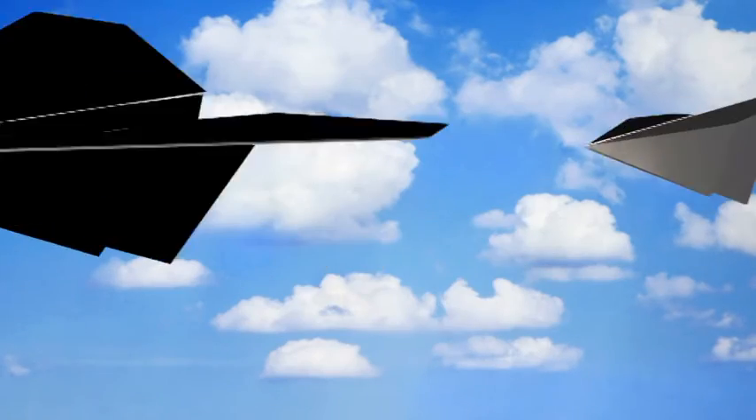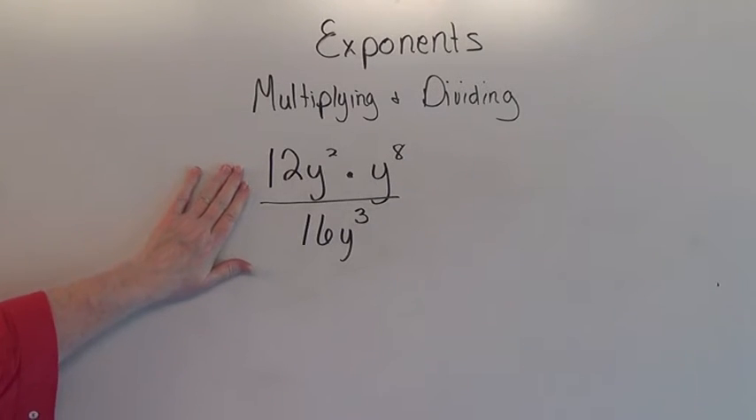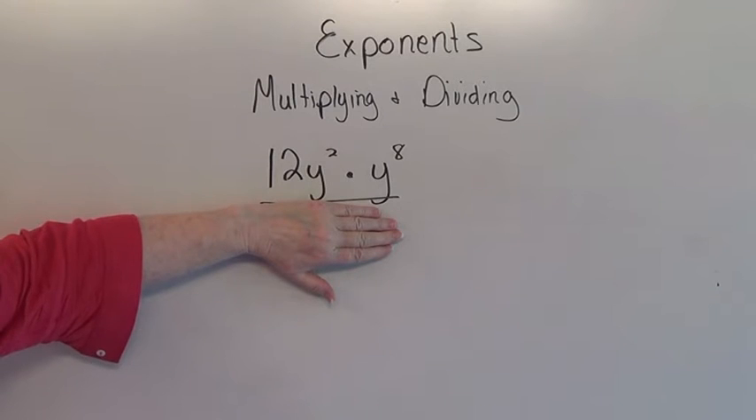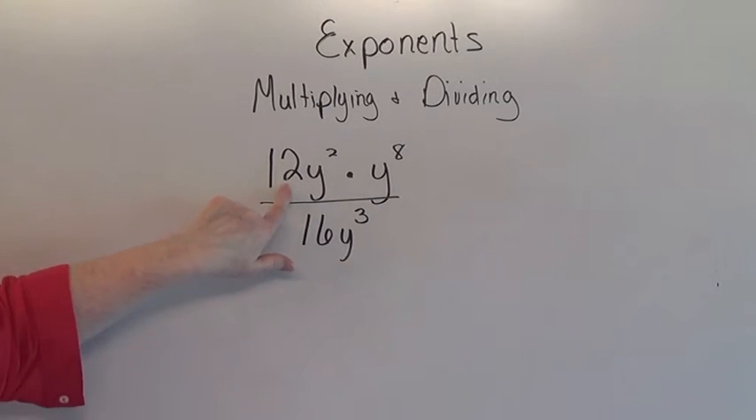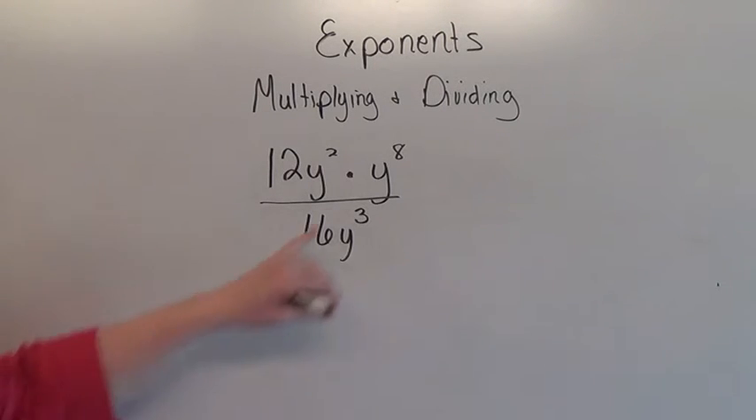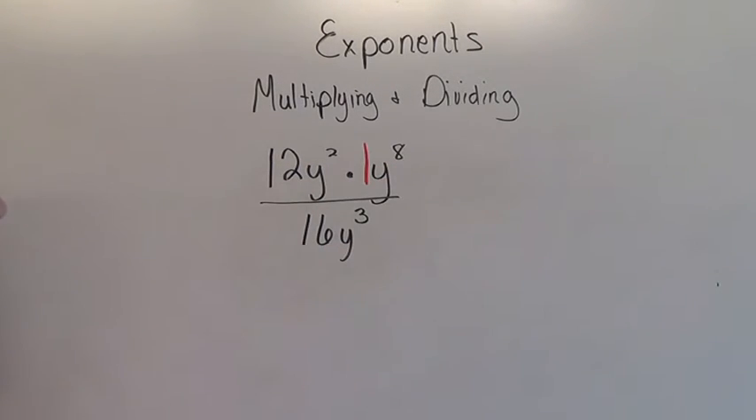In this problem, there's a couple of ways that you can do it. What I'm going to do is focus on just the numerator for right now. So I have 12 as the coefficient in front of this variable, and then in front of the second y, the y to the 8th power, I also have a coefficient. There's an understood 1 right there. So I'm going to multiply my numbers. 12 times 1 is 12.